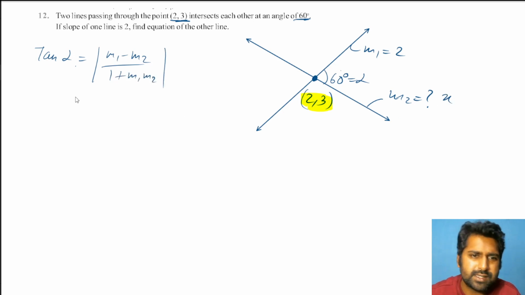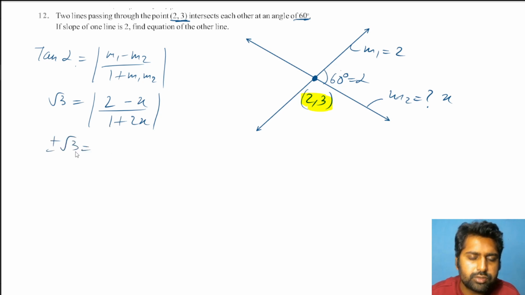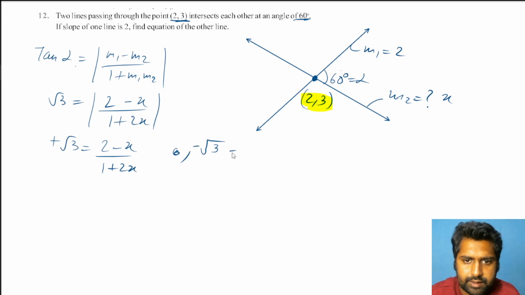This time I'm taking m2 as x, so I don't have to write m2 every time. So tan 60, that's root 3, is equal to 2 minus x upon 1 plus 2x. For modulus, I've already discussed that every time you open a modulus with variable inside, open it with plus minus. And now you have to solve for plus as well as minus. So this is what we have to solve once for positive and one time we have to solve with negative 2 minus x upon 1 plus 2x.